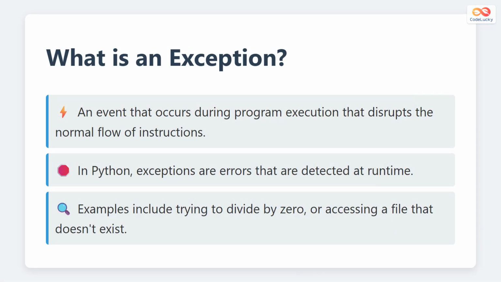So, what exactly is an exception? Think of it as a signal that something unexpected has happened. It's an event that occurs while your program is running that disrupts its normal flow. In Python, these are essentially errors that pop up during execution, like trying to divide a number by 0 or attempting to use a file that isn't there.